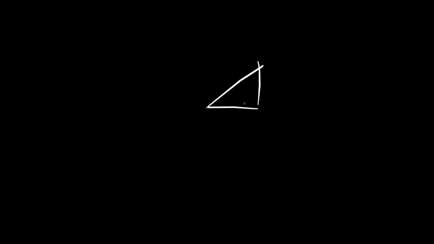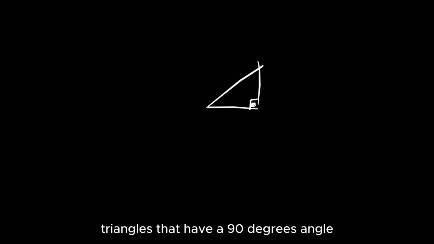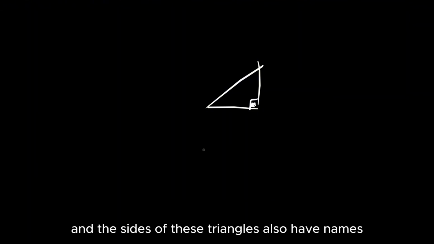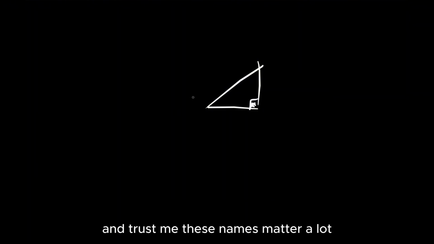So what is trigonometry? Basically, it's the study of triangles. Specifically, it's about the relationship between the angles and the sides of a triangle. Think of it like geometry's cool cousin. In trigonometry, we mostly work with right angled triangles, triangles that have a 90 degrees angle, and the sides of these triangles also have names. And trust me, these names matter a lot.